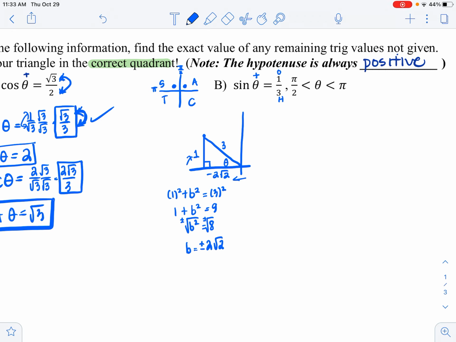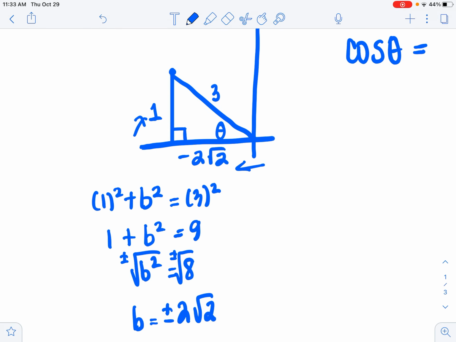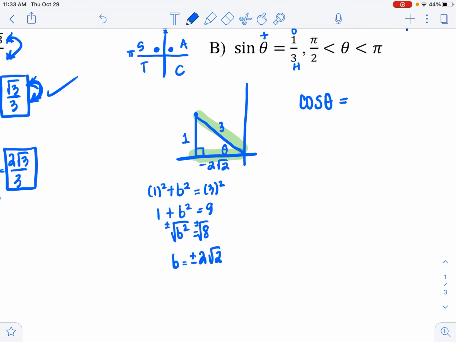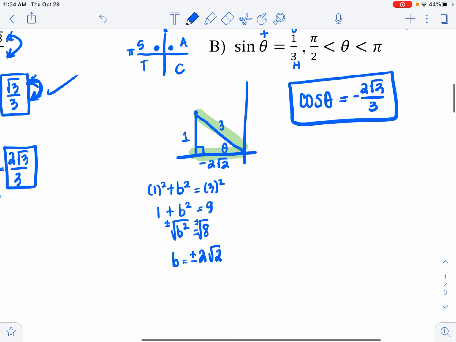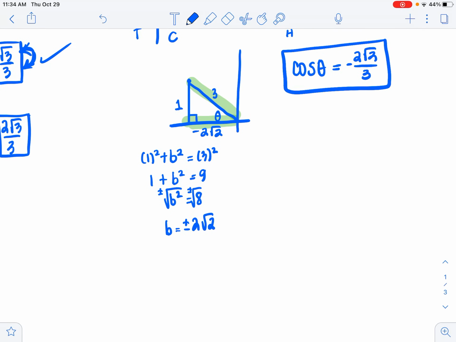All right, now I'm going to find my remaining trig functions. I already did sine. Next is cosine. So I need the cosine of theta. All right, cosine is the adjacent side over the hypotenuse. So negative 2 root 2 over 3. So I'm going to put the negative in front. 2 root 2 over 3. And there's my cosine. Notice I don't have to rationalize. Notice 2/3 is not simplifiable, so that's done.